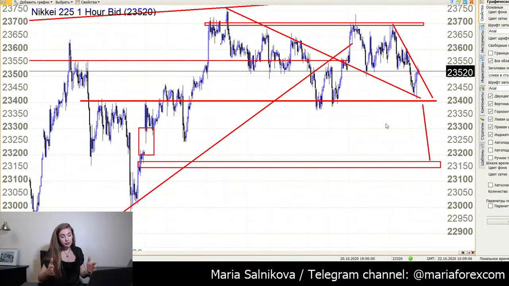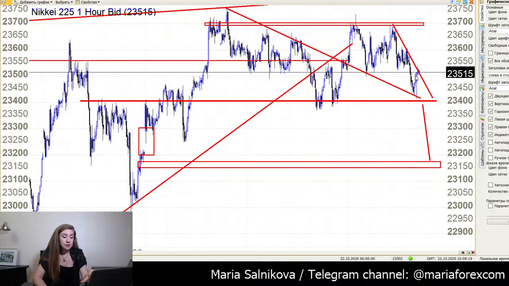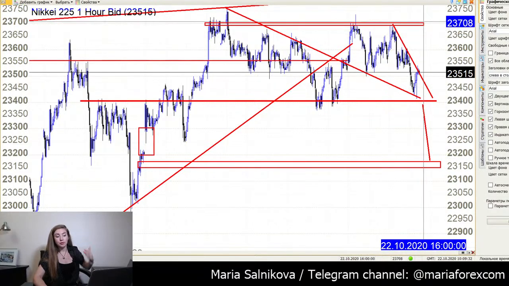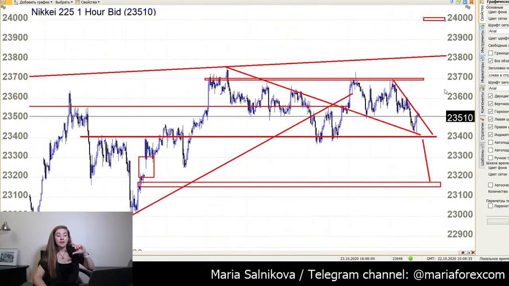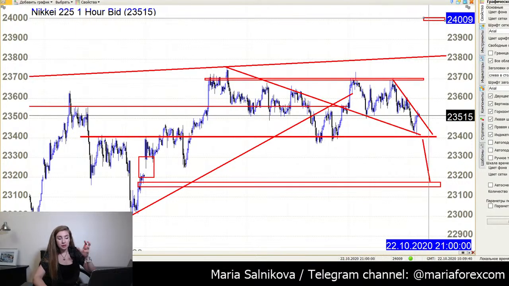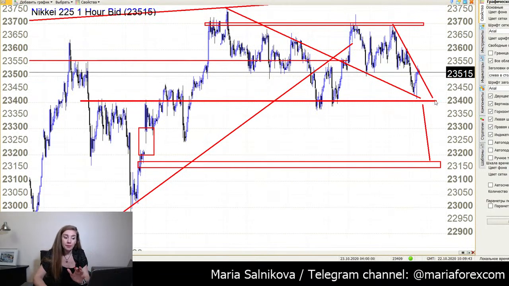So what I'm ready to do for this instrument is long positions. So to buy Nikkei only after retest of 23,400, like they go retest, rebound, and we enter the market and buy. But you put your stop loss, you have to change your stop loss really fast and hold it up to 23,700. And when they break 23,700, you add to your long position. You buy with the target 24,000. But this is 1 hour chart.